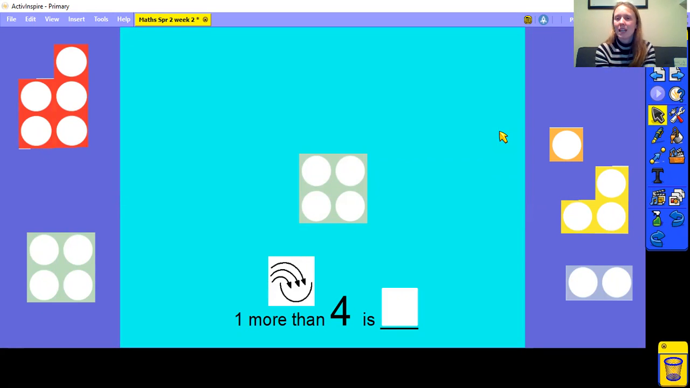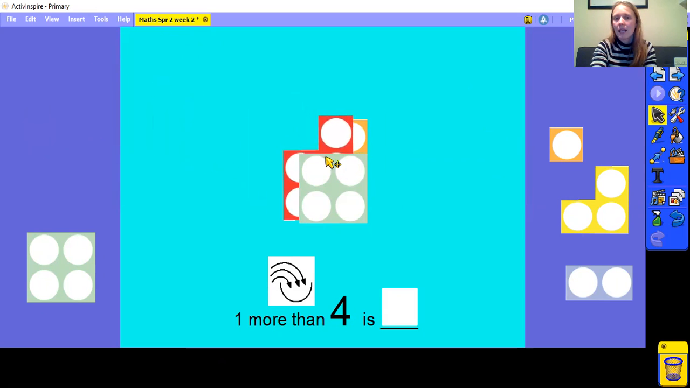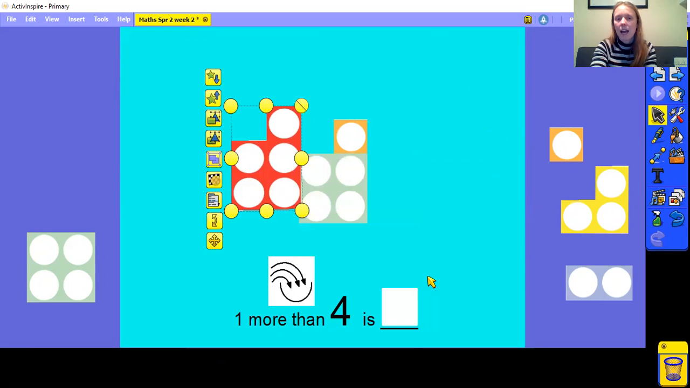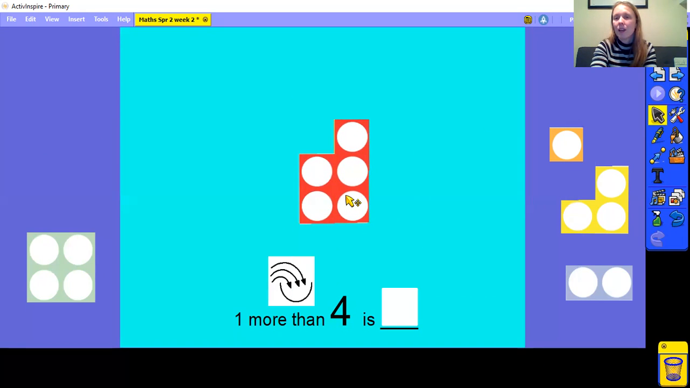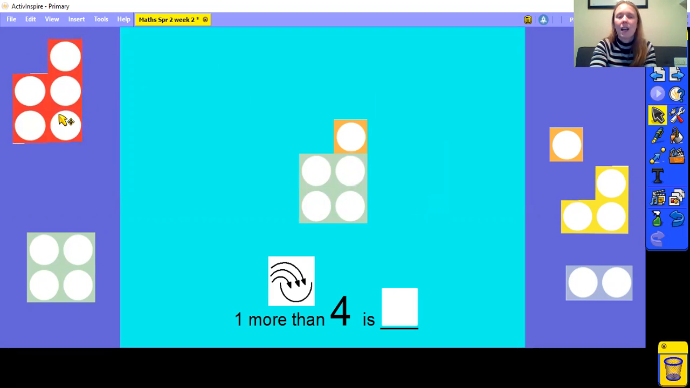Okay, let's read the sentence first. It says, 1 more than 4 is... So first I need 4. Then I will add 1 more. And now, if I use this Numicon piece to help me, I can see that I have 5. You can either put your Numicon piece on top to check, or you could put it next to it. So that helps me to know that 1 more than 4 is 5.